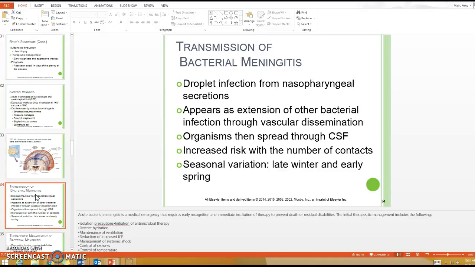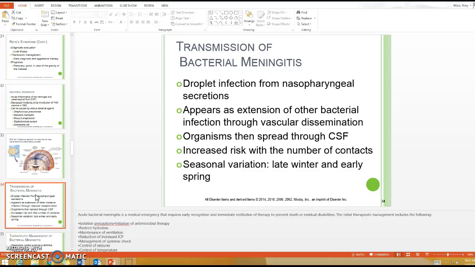So how is bacterial meningitis transmitted? Well, first off, it's transmitted by droplets. Sneezing, sharing each other's drinks. It's often seen in teenagers, especially the Neisseria, because they will share drinks or share food, or the crude way of saying it, swap spit with each other. And so it is transmitted through droplets.